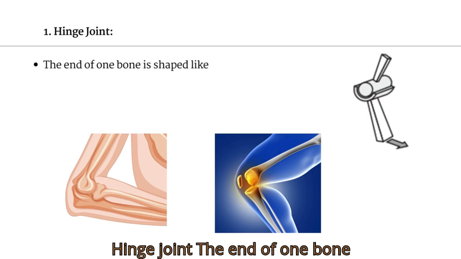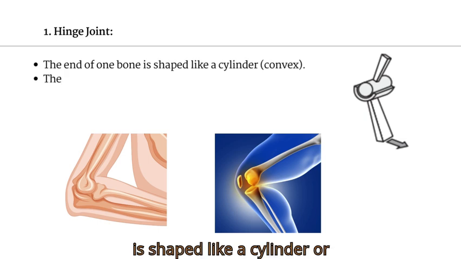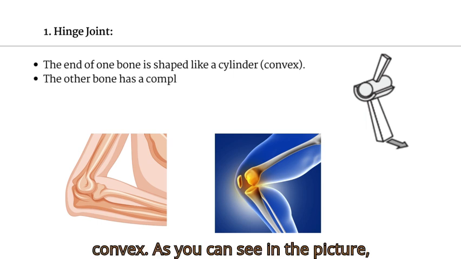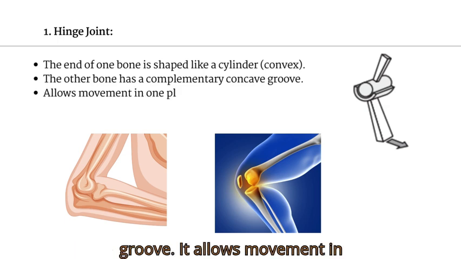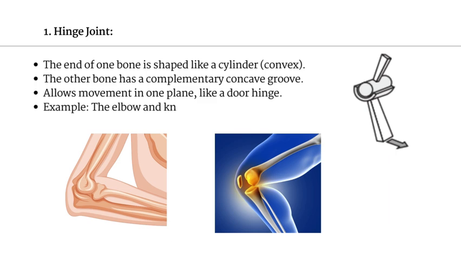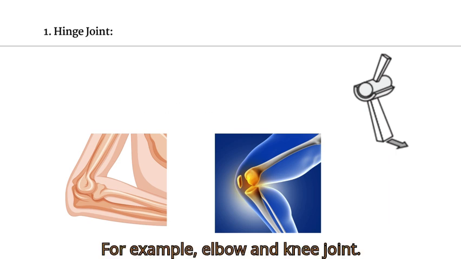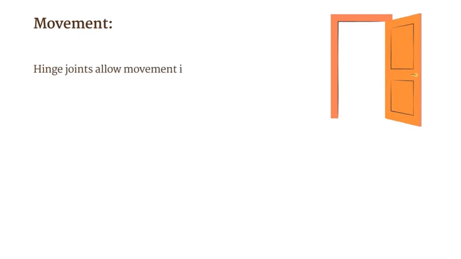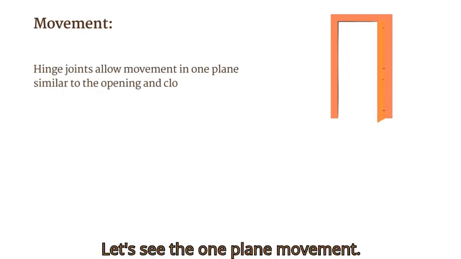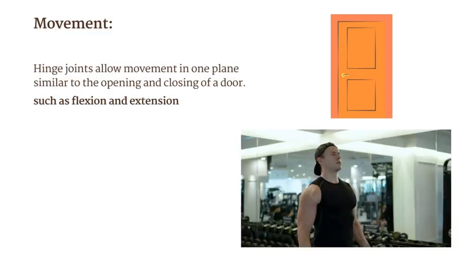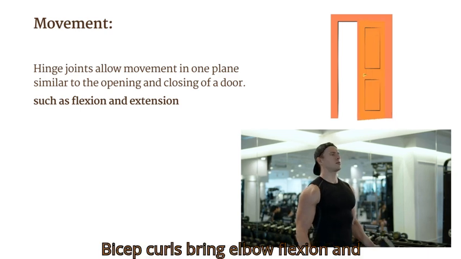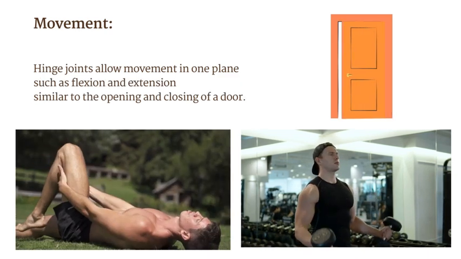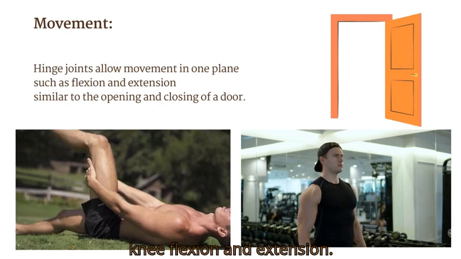Hinge joint. The end of one bone is shaped like a cylinder or convex. As you can see in the picture, the other bone has a complementary concave groove. It allows movement in one plane, like a door hinge. For example, elbow and knee joint. Let's see the one plane movement. Bicep curls doing elbow flexion and extension. Knee flexion and extension.